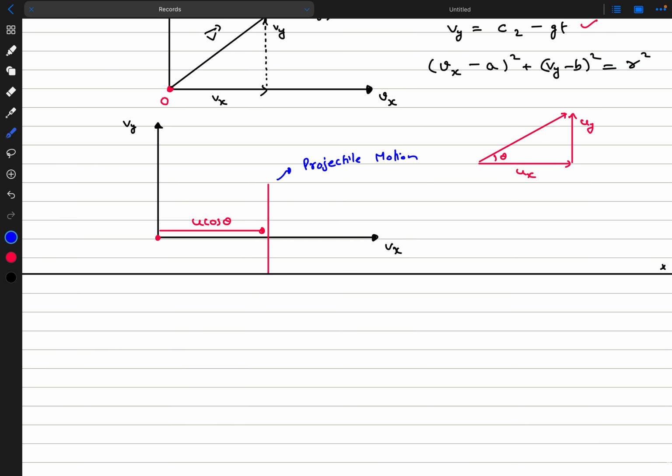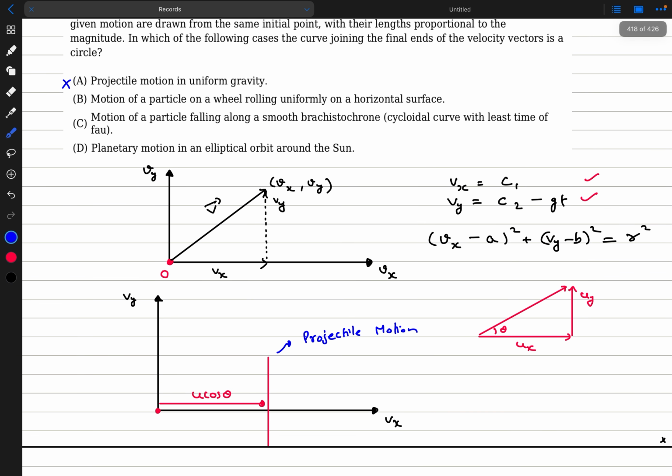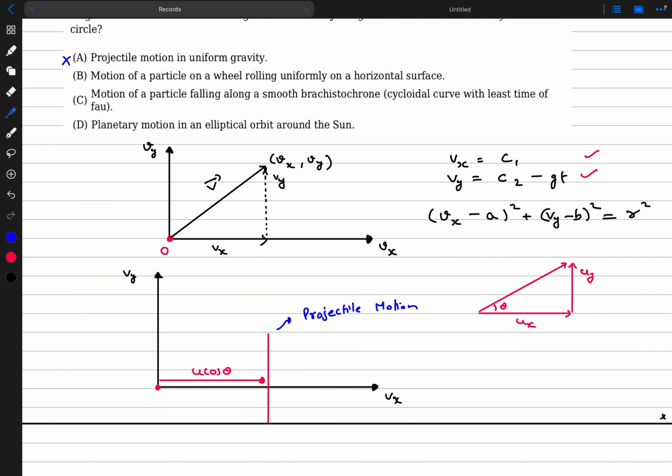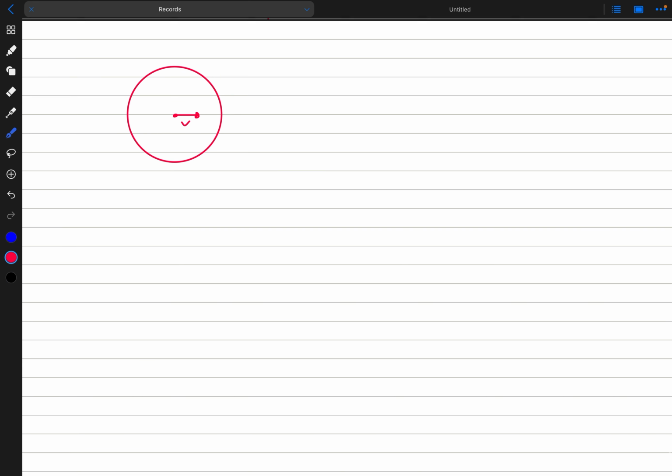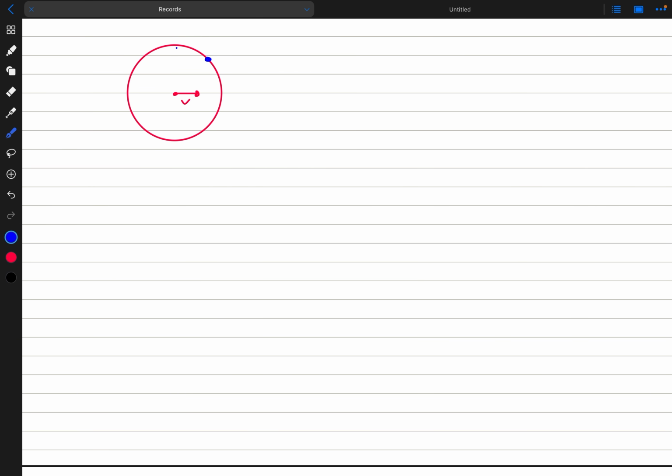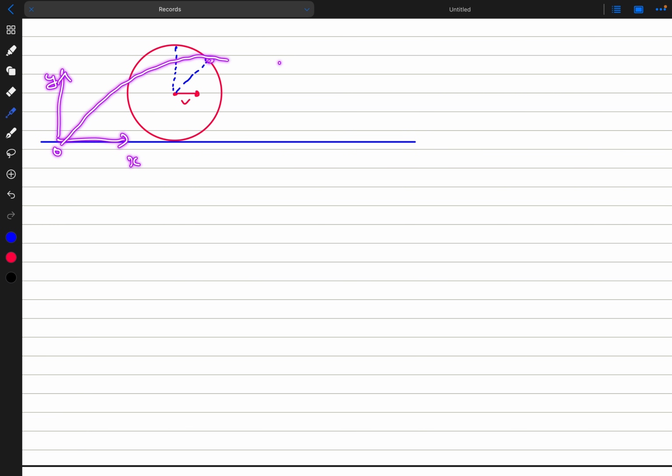Now let's move on to the next one. The next one is a particle on a wheel rolling uniformly on a horizontal surface. So let's draw the wheel first. It's rolling uniformly, so its speed is v and omega equals v by r, right? If we choose a particle somewhere on the wheel, we know the trajectory of the particle is a cycloid, right? If you have solved the trajectory of this particular particle, you might have come across that it is a cycloid, which kind of looks something like this.